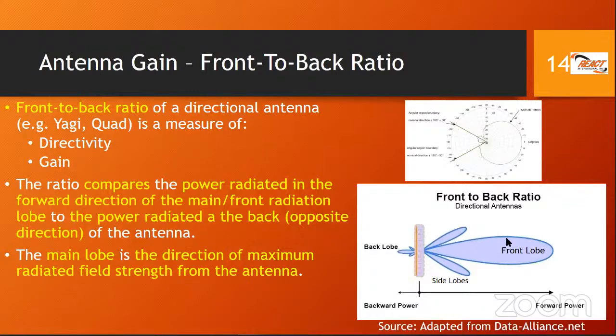And therefore, that front to back ratio, the power that is going towards the front versus the power that's going towards the back, we refer to those things as the front to back ratio, directivity and the gain. And we need to know that the main lobe is the direction of maximum radiated field strength from the antenna. So read that as maximum amount of signal. So this is our main lobe or our front lobe. Again, it's an exam question.